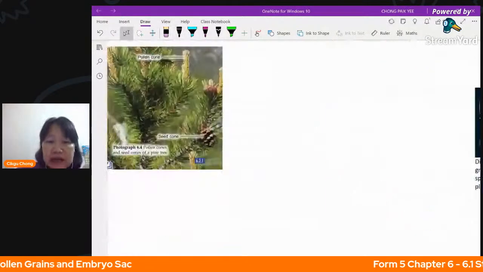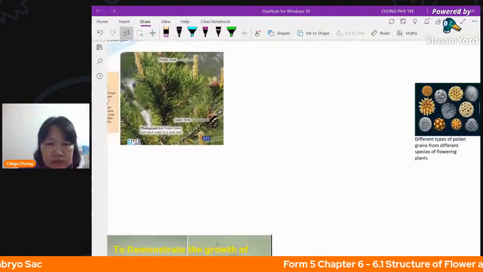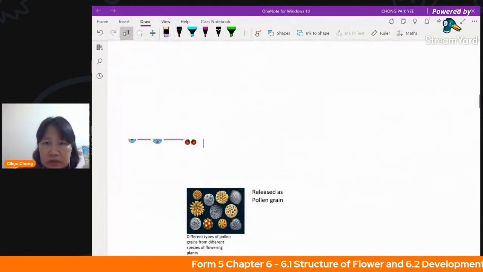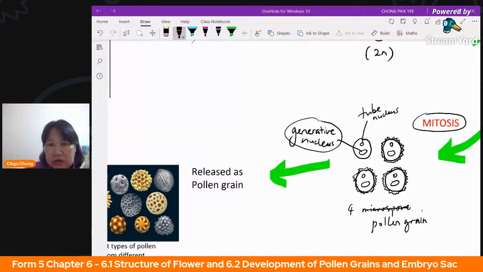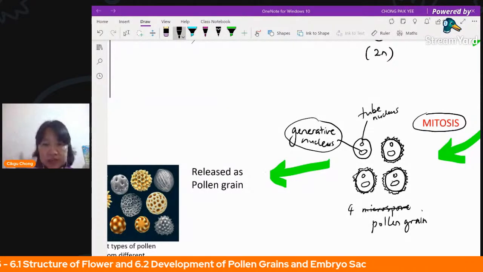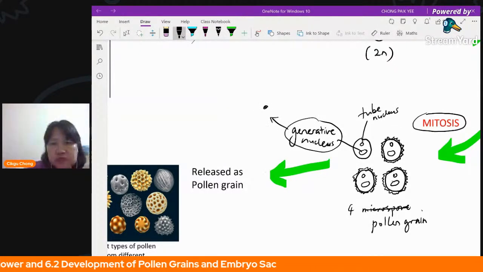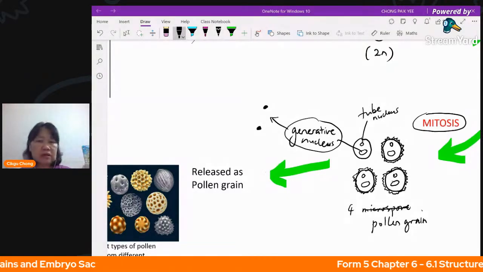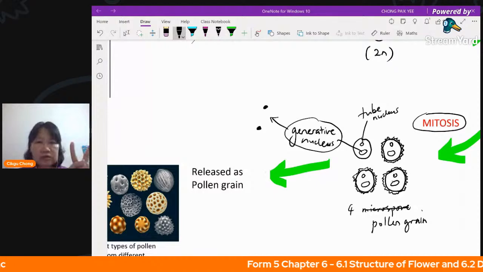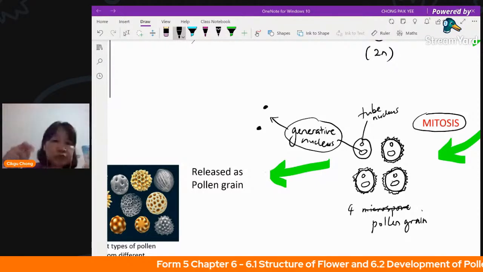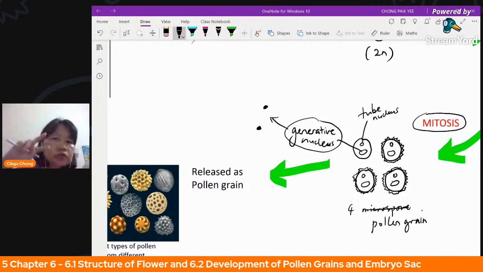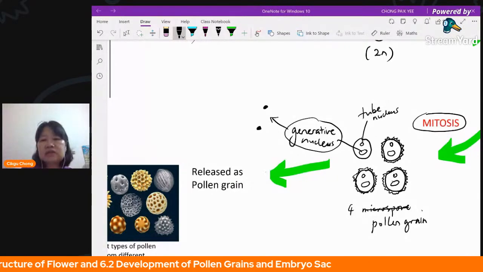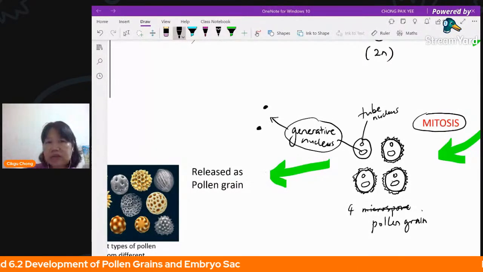The other one is called the generative nucleus. Later on during pollination, this generative nucleus will form two more nuclei, two male nuclei. One will become two later on. And these two will follow the tube down. So the tube nucleus goes down first, followed together by two male nuclei. So that will go all the way down and fertilize.